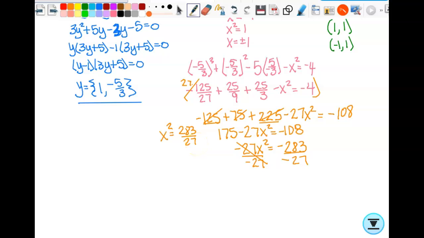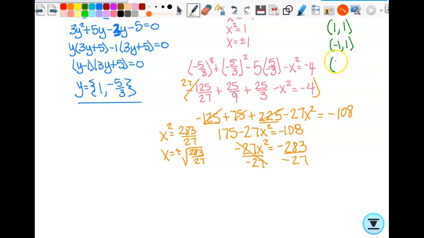27 is only divisible by 3. There's a bunch of 3's in there, right? Is 283 divisible by 3? No, and we know that by looking, right? Because we can add the digits. So at this point, I can't reduce that, so x is equal to plus or minus the square root of 283 over 27. And the beauty of that is you do not have to rationalize or do anything else with it. It's just ugly.